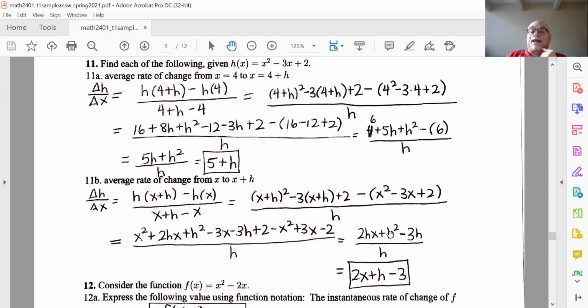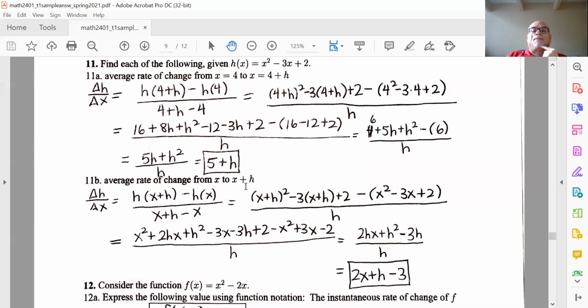Well, h divides nicely into all of the terms in the numerator. So you can divide h into 2hx. That will leave you with 2x. You can divide h into h squared. That will leave you with just h. And then you can divide h into minus 3h, which just leaves you with minus 3. There's your final answer. You just get 2x plus h minus 3. See, that simplifies very nicely.